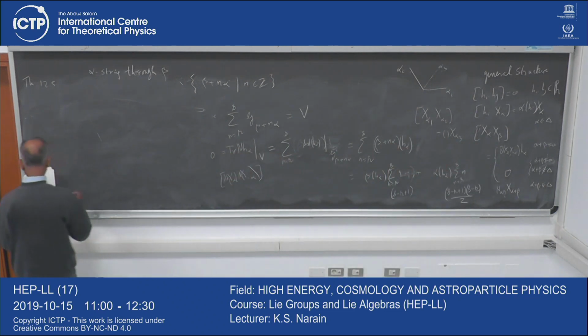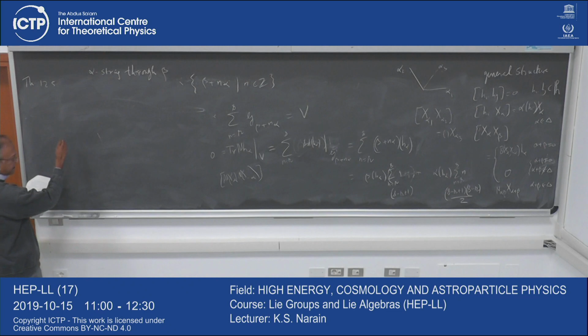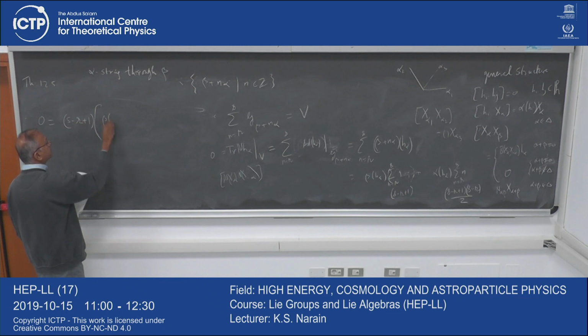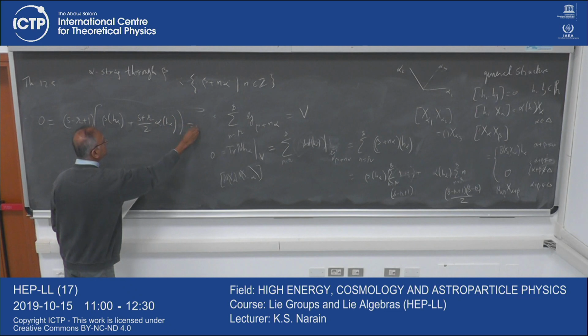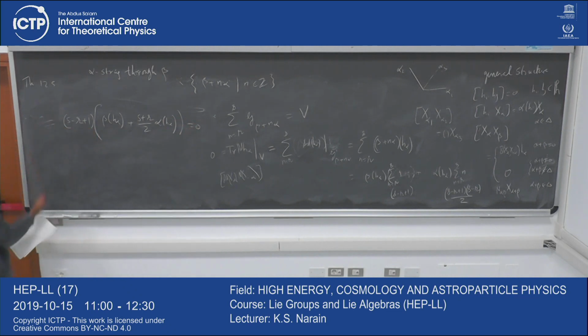So combining the two terms, we find that 0 is equal to (S minus R plus 1), right? That's a common factor. And you find here beta of H alpha plus (S plus R)/2 alpha of H alpha. That should be equal to 0.